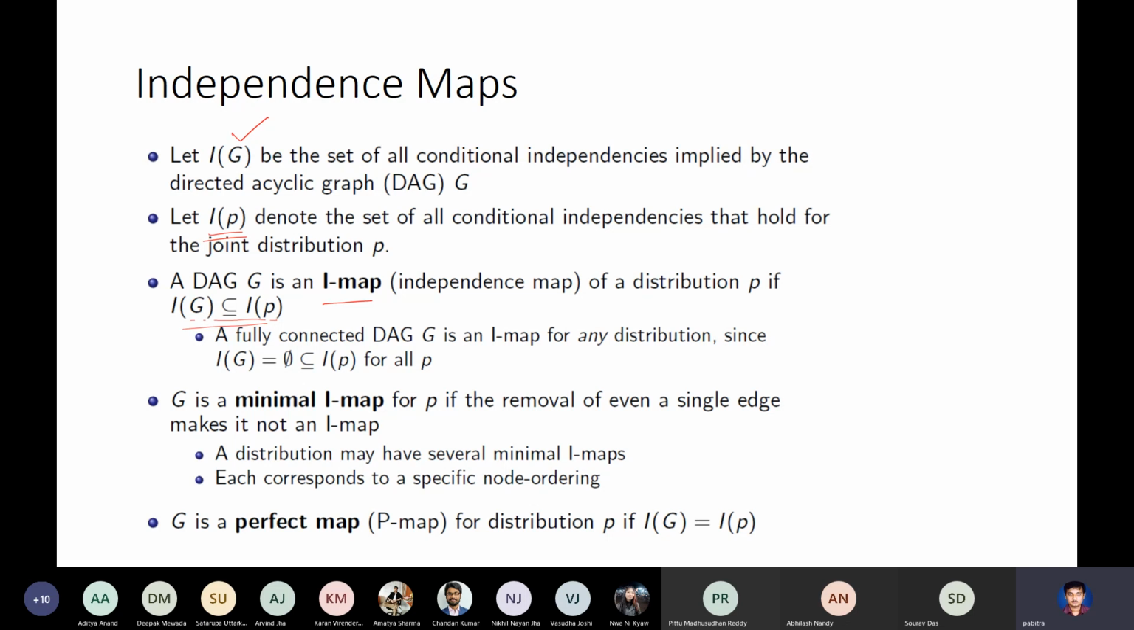A map is a perfect map if I(G) is equal to I(P). So it not only finds a subset, it finds exactly the set of dependencies. Then it's called a perfect map. So the moment you give a graph, we have to show that it is indeed an I-map.